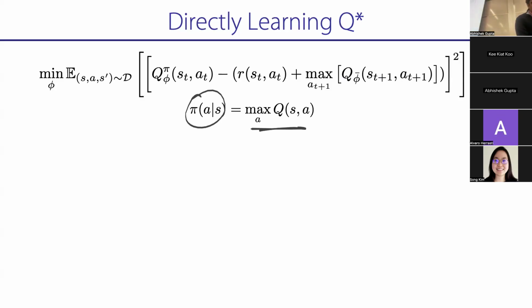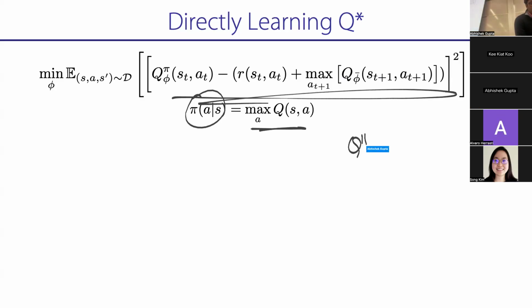You have to change your Bellman update. Remember, the Bellman update used to be Q pi of S, A equals R plus gamma Q of S prime, A prime, where A prime was sampled from pi. Now pi is Q max, right? And so you will just replace this by a max with respect to A inside the Bellman update. So the Bellman update changes to have a max inside, and then the policy is just the arg max of Q, right?